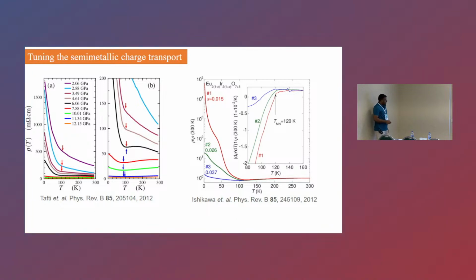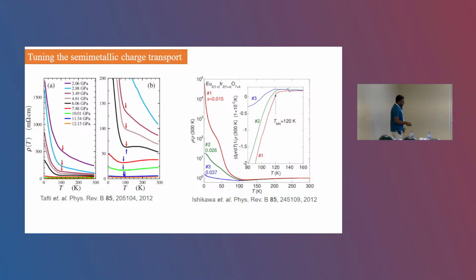So people have varied the charge transfer by applying physical pressure, like the report by Tapti et al. in 2012. They applied hydrostatic pressure on the single crystal, and as we increase the pressure, the resistivity value is dropping. That is, it is becoming more metallic. That means there is a change in the lattice parameter occurring. That's why hopping is changing, and that's why they are getting more metallic.